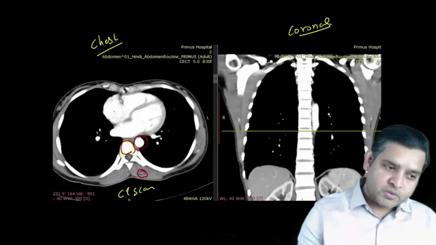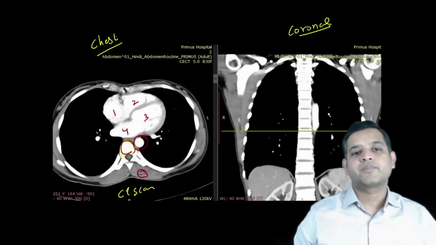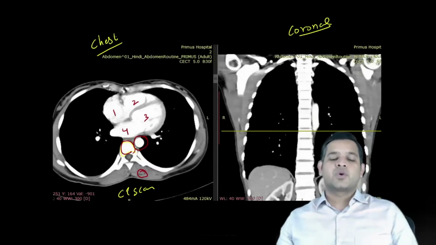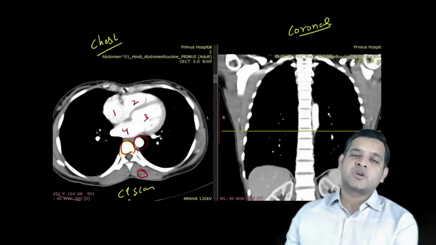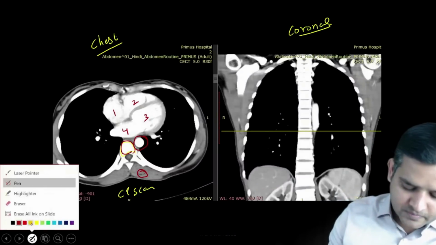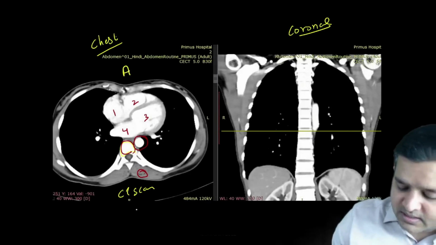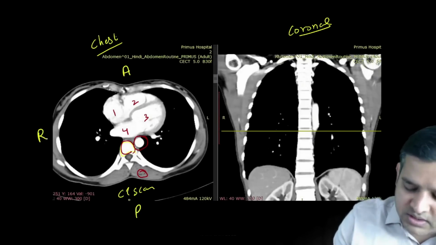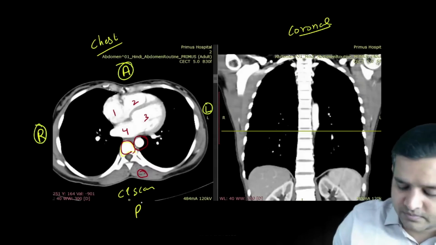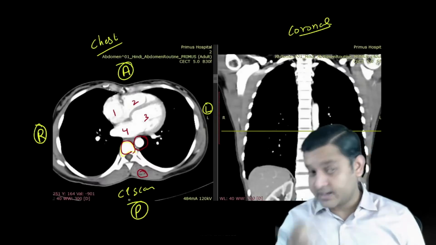Okay. Now the point to be noted is it is 1, it is 2, it is 3, it is 4. Now there are 4 chambers of the heart and you have to tell me which one is what. Which chamber is what. So if I see, this is anterior, this is posterior, this is right and this is left.